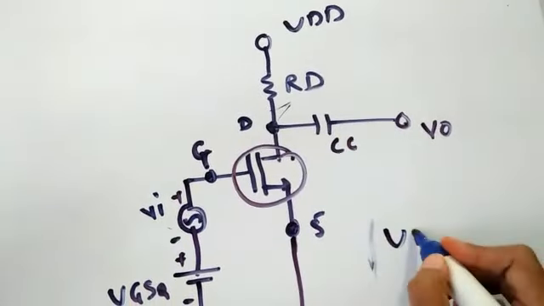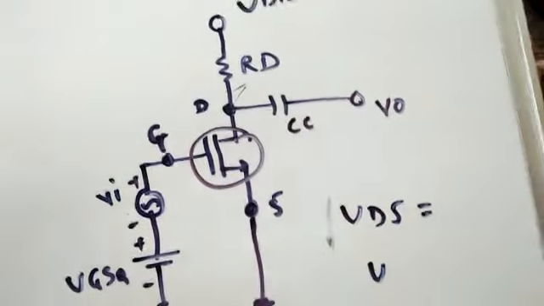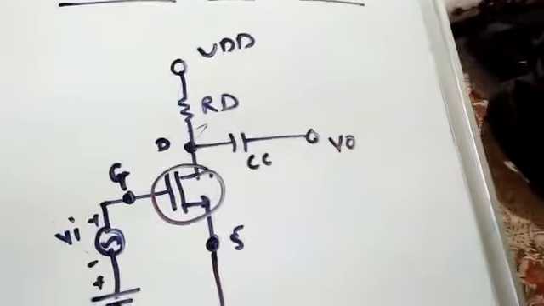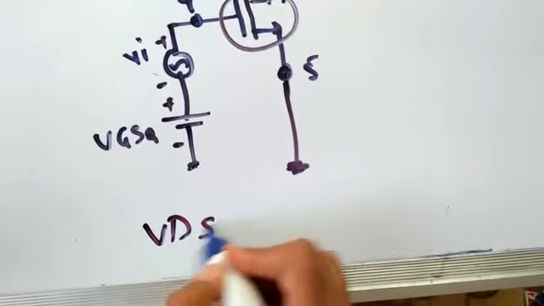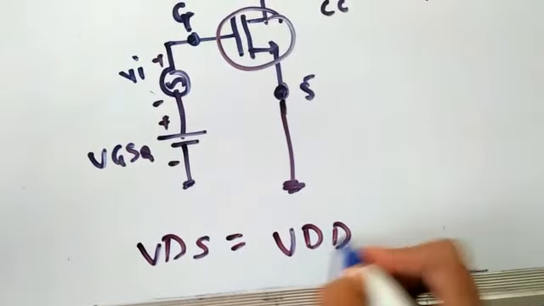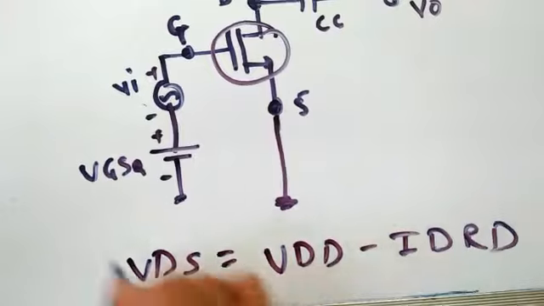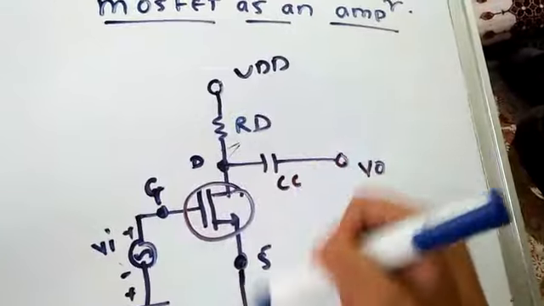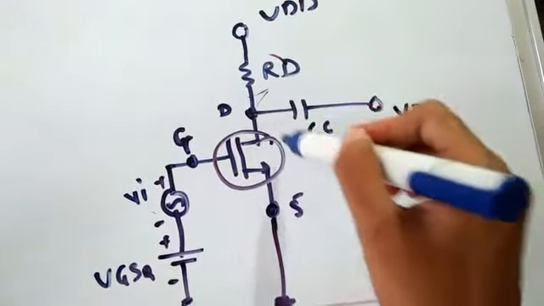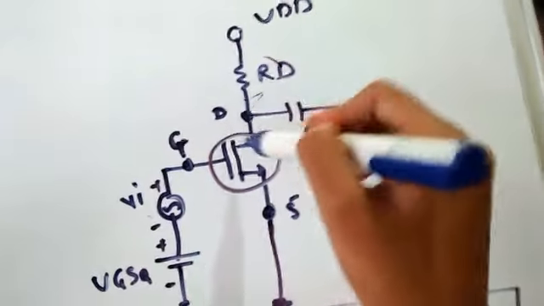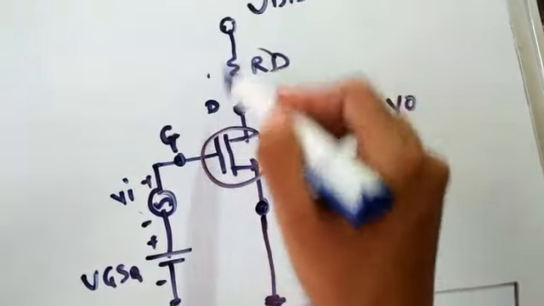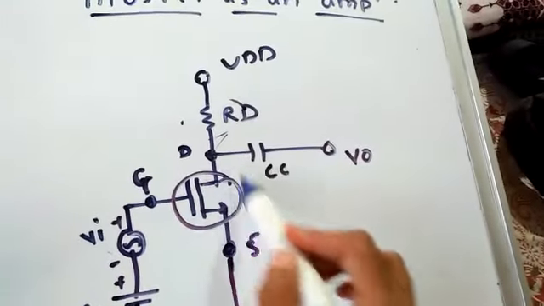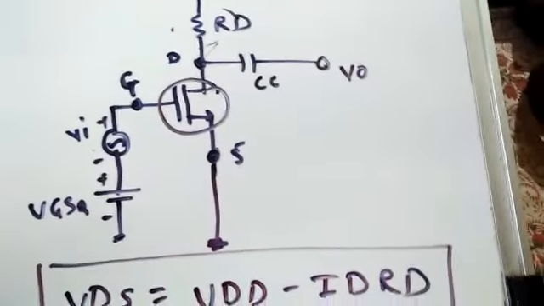is the drain to source voltage. VDS is equal to VDD minus IDRD. In this branch we have only two drops: the drop across RD and the drop across this signal, and this is our source. So VDD is equal to this drop plus this drop. So this drop is nothing but this minus this. So VDS is equal to VDD minus ID RD.